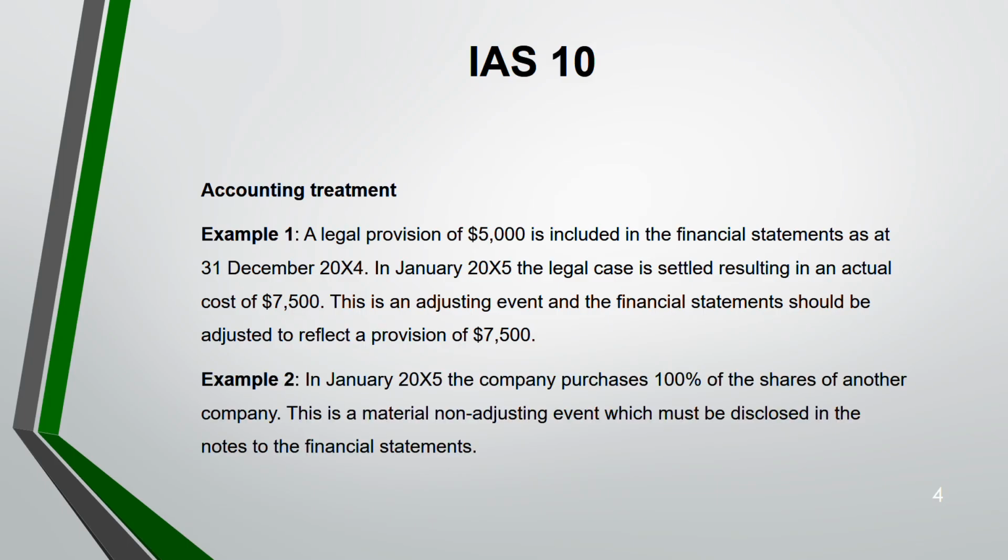Example 2. In Jan 2005, the company purchased 100% of shares of another company. This is a material non-adjusting event because no one knows whether you will acquire it or not. There is no such evidence at the reporting date. So it's a non-adjusting event which you have to disclose as a note in the financial statements. You do not adjust, but you write it, you disclose it as a note.